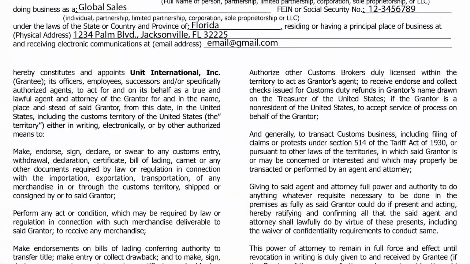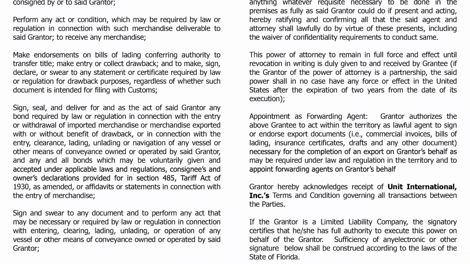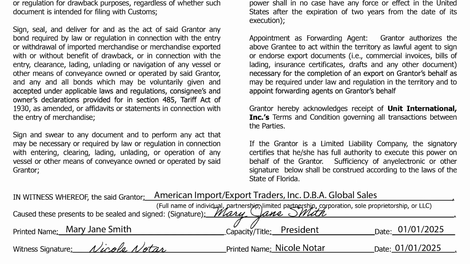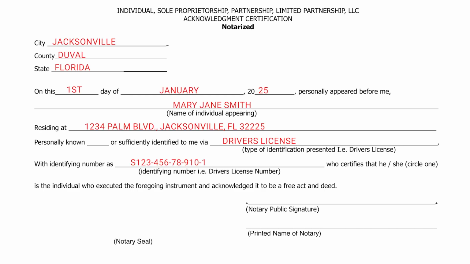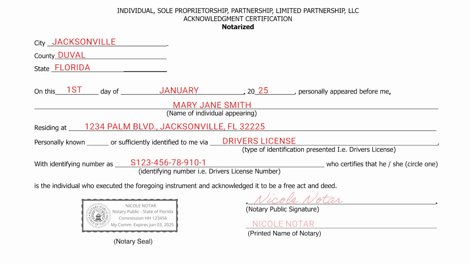Once the first page of the power of attorney is complete, there's one final step. The next page of the power of attorney must be notarized. The notary public must fill out the information on this page. It is important to make sure that the individual appearing has a valid form of identification.